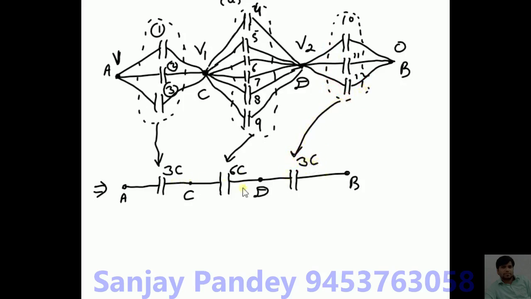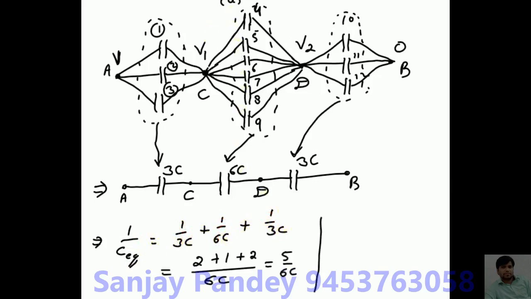Now these 3 capacitors are in series, so their resultant is given by 1 upon C equivalent is equal to 1 upon 3C plus 1 upon 6C plus 1 upon 3C. Its value is 5 upon 6C, so C equivalent will be 6 upon 5C. This is the net capacitance between terminals A and B in problem A.